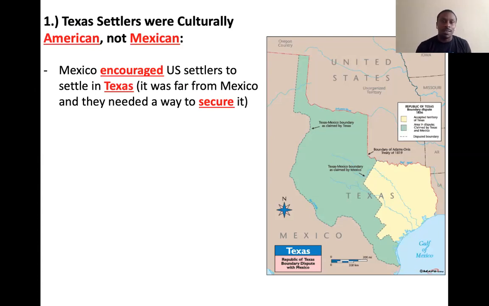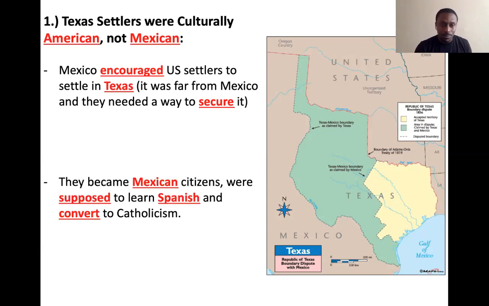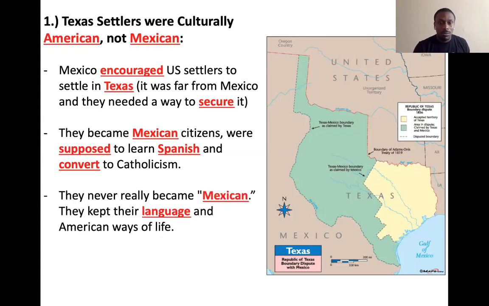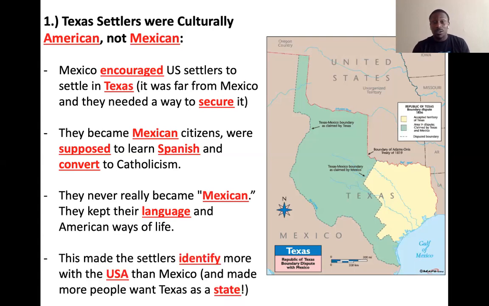So Mexico encouraged U.S. settlers to settle in Texas because it was far away from Mexico and they needed a way to secure this land. They became Mexican citizens. These American settlers were supposed to learn Spanish and convert to Catholicism, which was the religion of Mexico. In essence, that's what they were supposed to do, but they never became Mexican. They kept speaking English, kept their language, and kept their American ways of life, which included slavery. This made the settlers identify more with the United States than they did with Mexico.